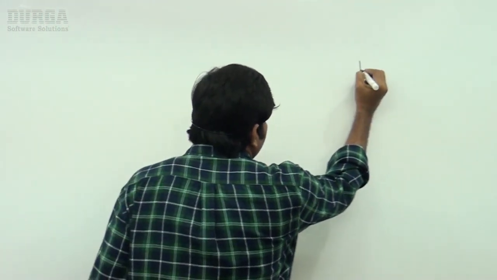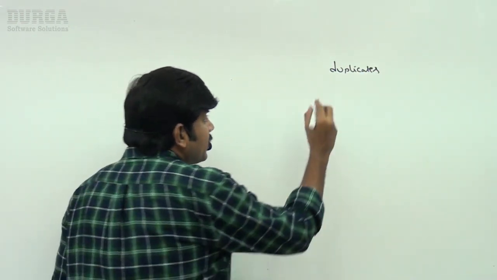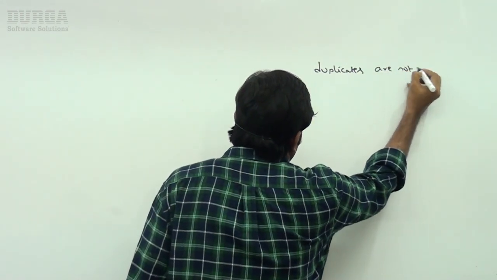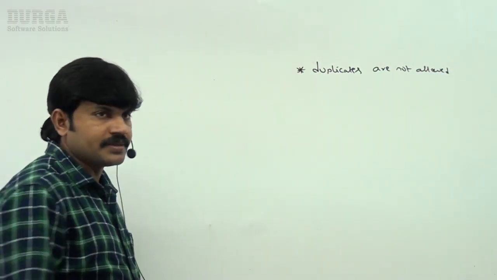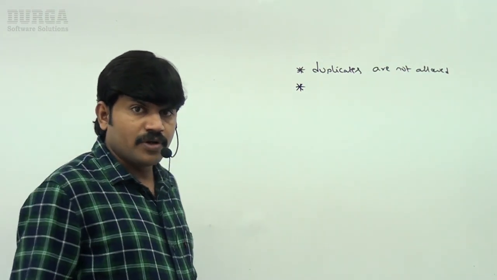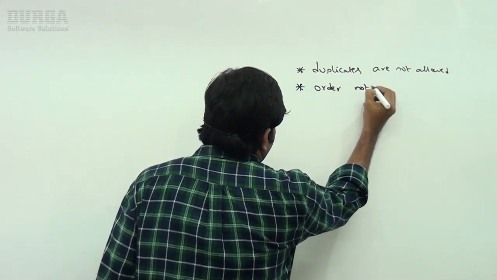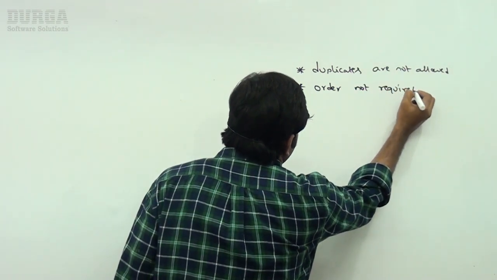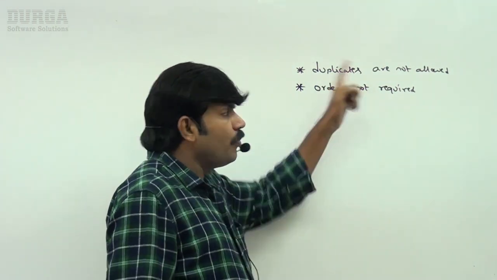But sometimes my requirement is to represent a group of values as a single entity where duplicates are not allowed. Observe very carefully about this one, sir. I don't want duplicates. I don't care about order. I don't want to worry about order. Order is not required. This is my programming requirement.